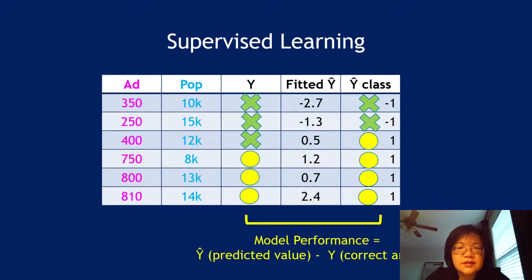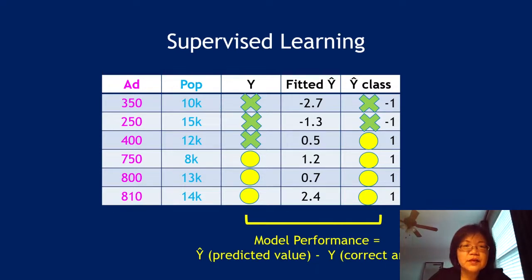The key is that when you have the Y and the Y hat, then you can compare the 2 columns, and you can use that to calculate how well your model has performed. And you can calculate this because you have both the Y hat and the Y, and you can measure the difference between the 2. Or you can count the number of misclassifications.